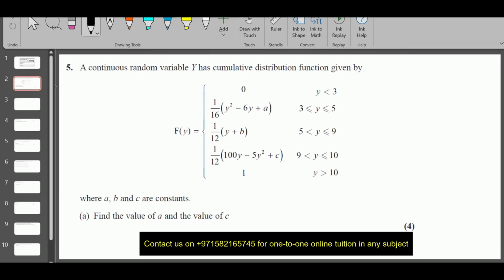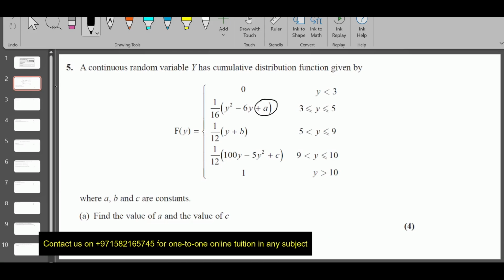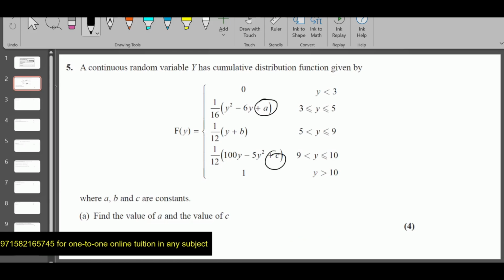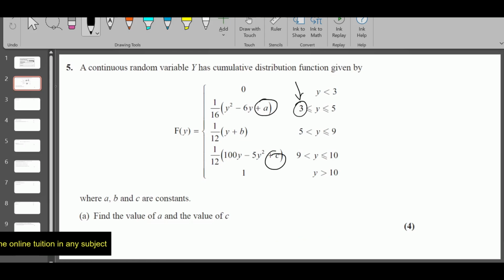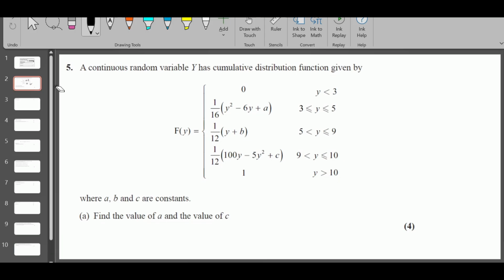If you observe closely, you have a here and c here. This is the lower limit, and this is the upper limit, 10. So we know for the lower limit, F of 3 will be 0, and for the upper limit, F of 10 will be 1. That's one of the properties of the cumulative distribution.